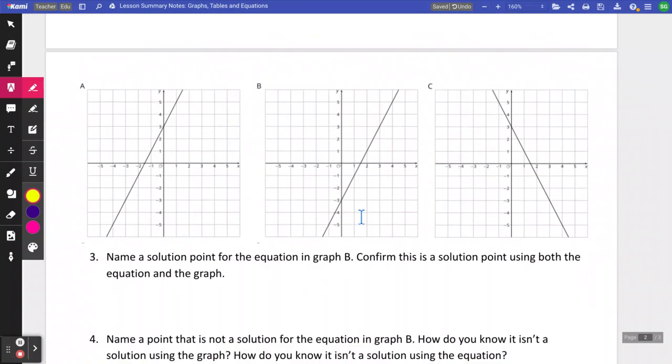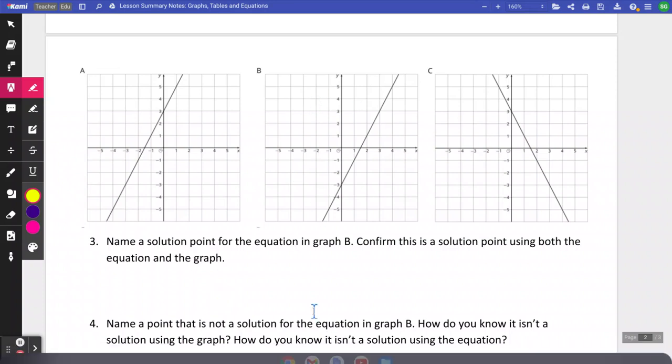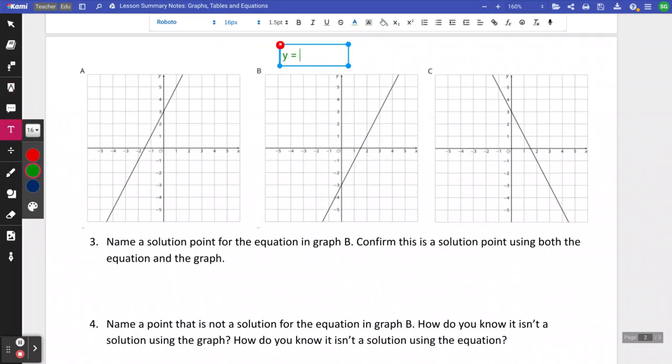Coming down to these last two questions, I've got these same three graphs from above. I've just copied them below, so we don't have to keep scrolling up and down. We're really going to focus in on graph B for these last questions. For number 3, it's asking us to name a solution point for the equation in graph B and confirm that this is a solution point using both the equation and the graph. So we've got the graph right here, and to help us out, I'm going to copy that equation as well. The equation, remember from earlier, was y equals 2x minus 3.